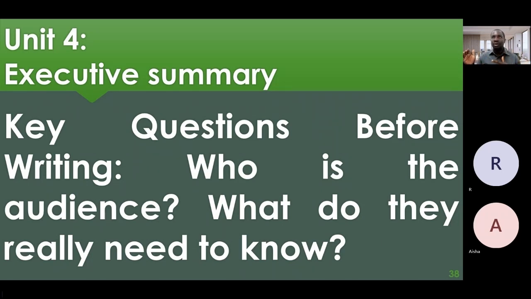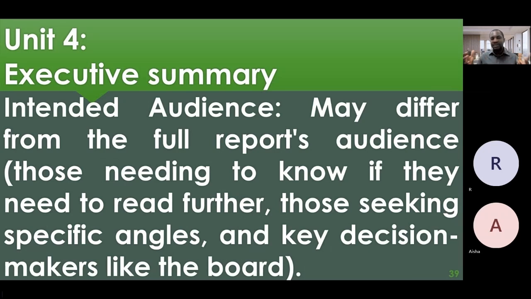Like we said, in the body of the work, you have 4 times 6. You've discussed under 6 headers. You have 24 points. So pick 4 important ones and conclude. Pick 4 important recommendations for those 4 conclusions, and that's what they need to know. Very important. The intended audience of the summary may differ from the full report's audience. Those needing to know if they need to read further should then go to the body of the report. But there are many executives who read the executive summaries and they are okay. They feel, from the executive summary, we are clear about what has happened.